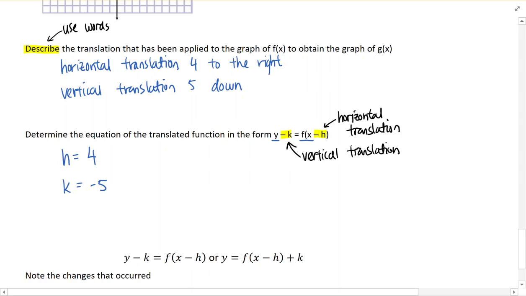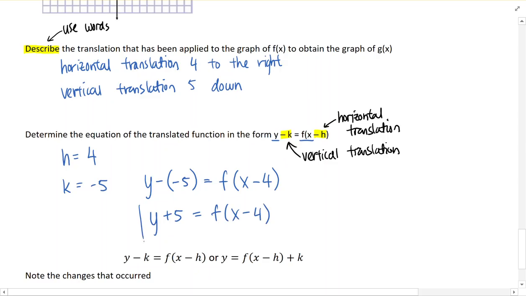So now let's put it into that equation there. So we have y minus negative 5. Remember, just put the number right into there. And in our function, our x minus h, which is a 4. Now, since we have minus negative 5, it's actually y plus 5 equals f of x minus 4. Okay, so that's what they want here.